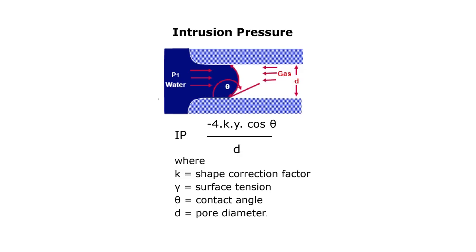In practice, we apply water pressure to a point just below the expected intrusion pressure. If there is no water flow at this pressure, we conclude water is not intruding the membrane, which means there are no oversized pores or defects.